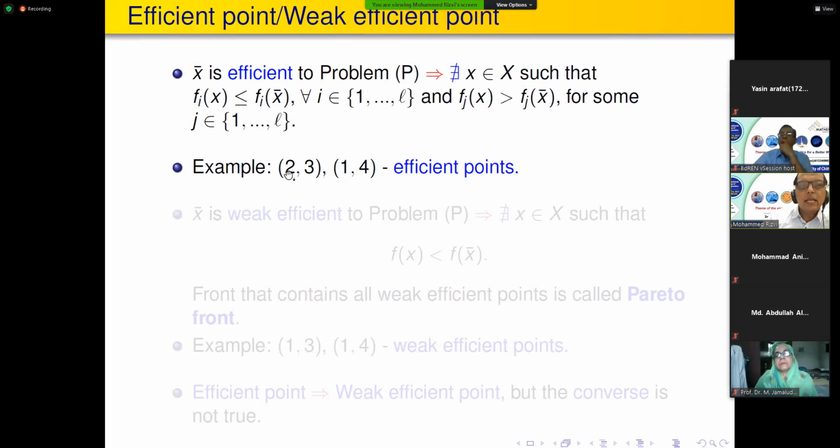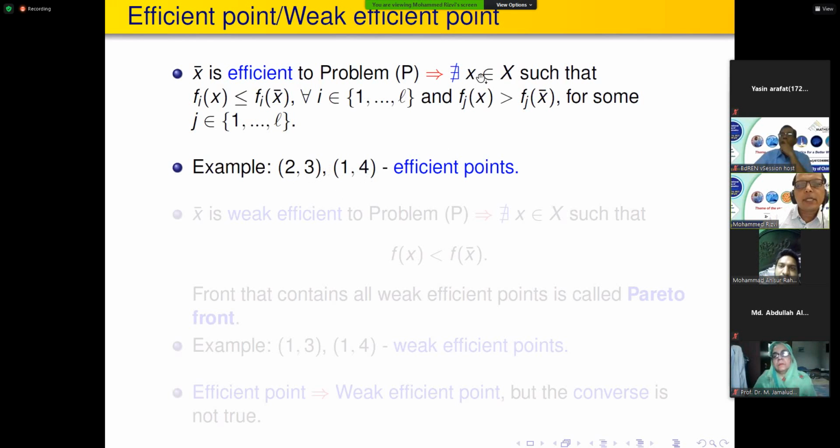1 is less than 2. So it means that 2 is dominating when you compare x coordinates. But on the other way, when you consider the y coordinates in here, the opposite is dominating there. So no point is dominating the other. In fact, we can claim that both points are efficient points.